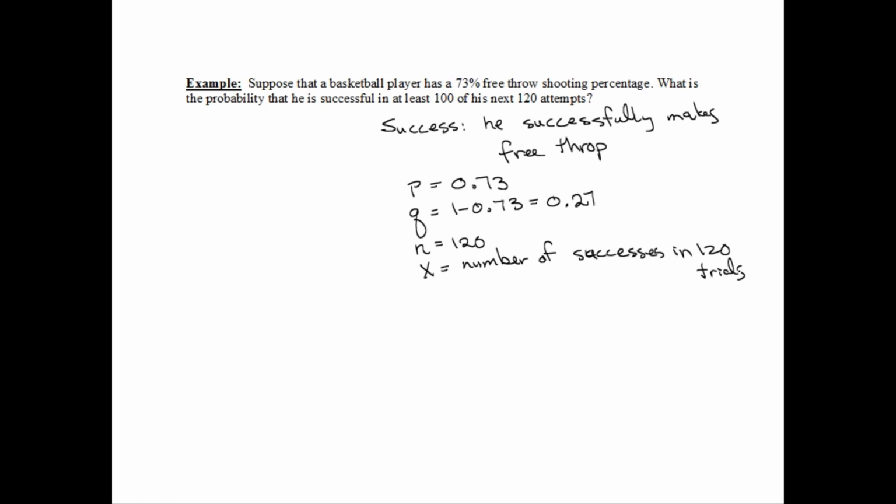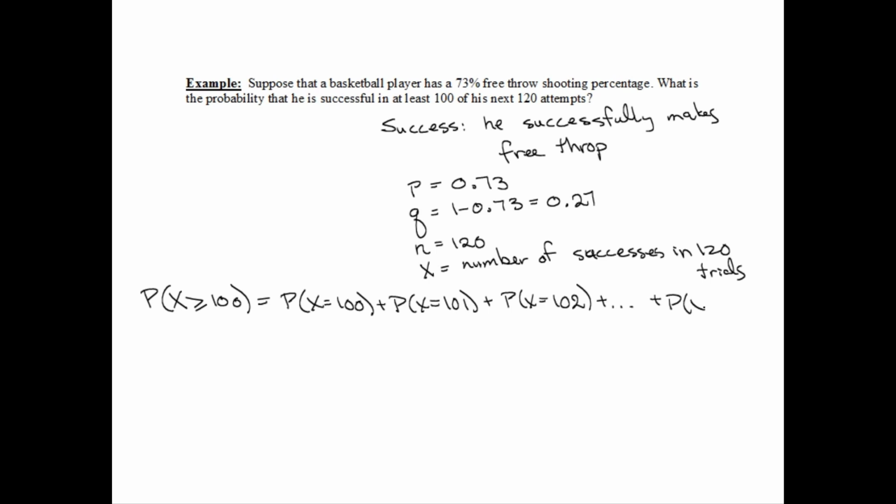Okay, so what we need to do, if we're going to do this with the binomial distribution, is figure out the probability that we have at least 100 successes. So that means we might have 100, we might have 101, we might have 102, and what's the very most successes that we could have? 120, and that's if he makes every single one of those 120 free throws.